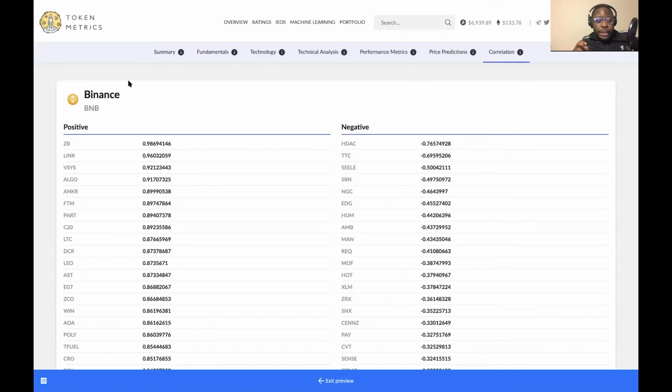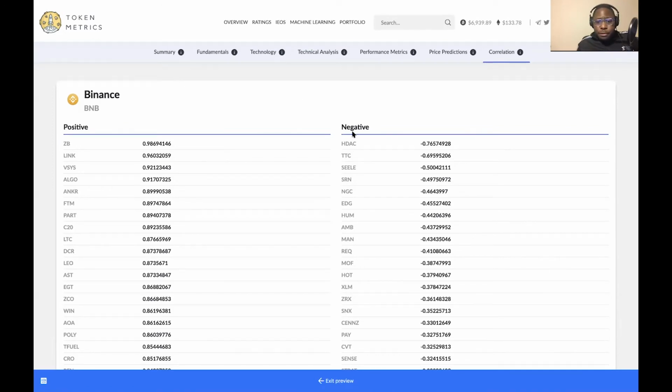So this page shows the correlation for other cryptocurrencies to Binance. So looking at the positive correlation, these cryptocurrencies follow the move Binance makes. The highest correlation available is 1. So ZB is highly correlated to Binance, followed by Link, then VSIS, then Algo, then Anchor. This does make sense because ZB is also an exchange, so it makes sense that they follow the same volatility and movements as Binance.